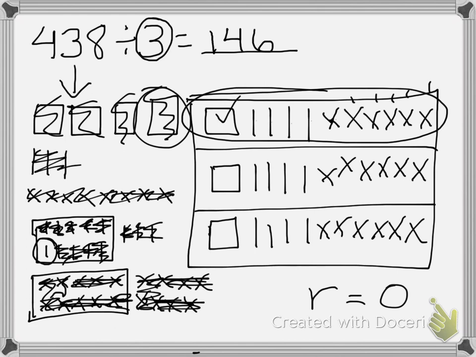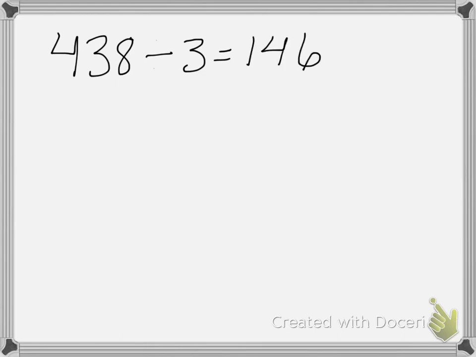Now, to check that, I'm going to reverse that. I'm going to take my quotient, which is 146, and multiply it times 3, and it should equal my 438 that I started with. So I'm going to clear the screen. So I had 438 divided by 3 equals 146. So I'm going to check it.